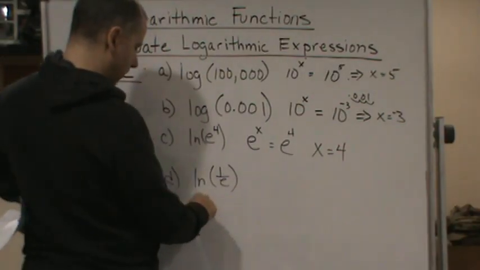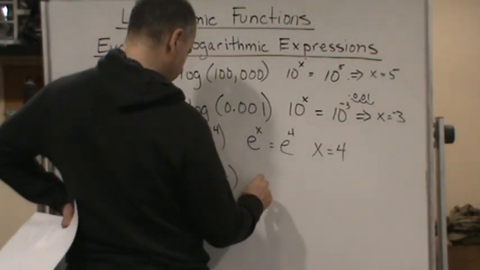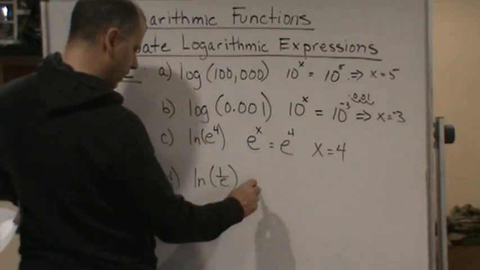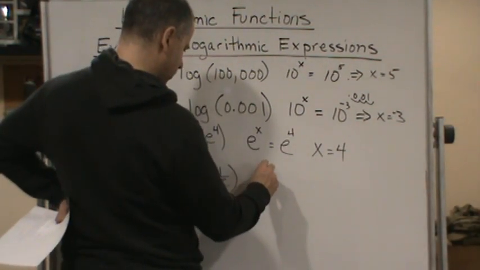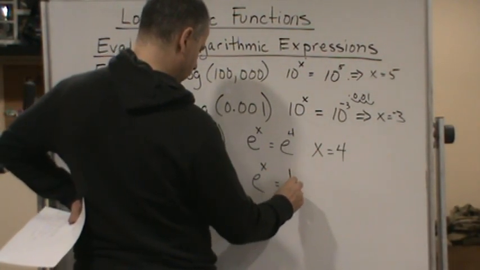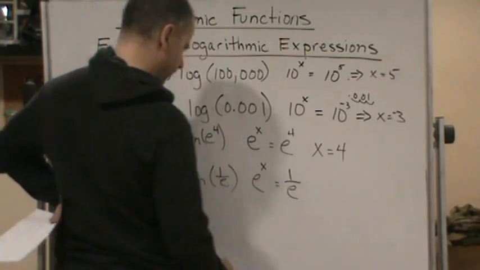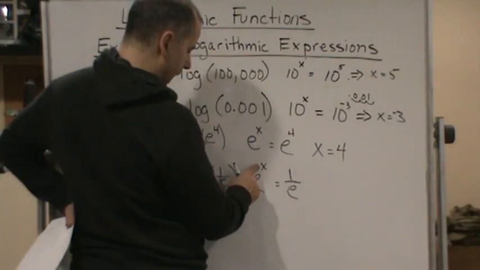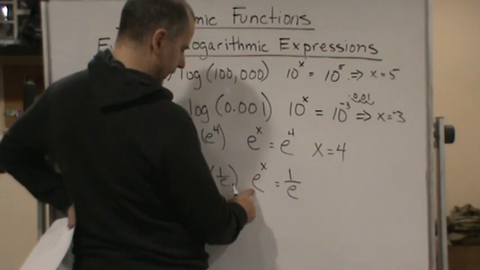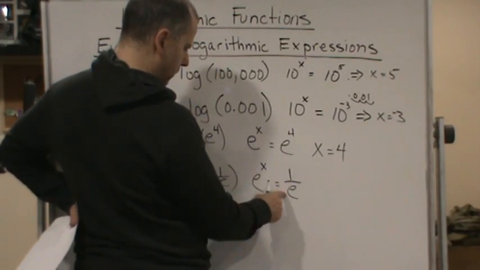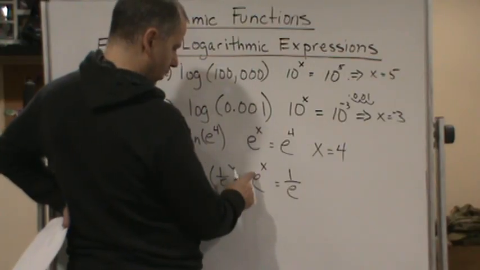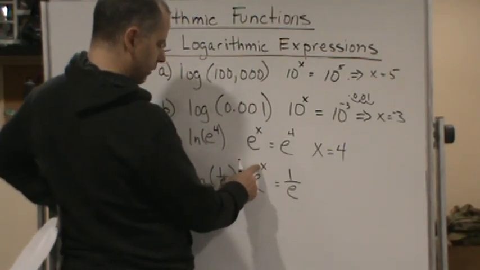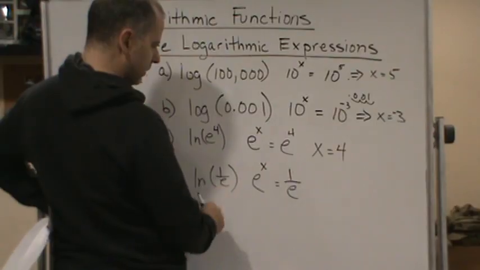Okay, now what about this one? Well, this is again base e. So I'm asking myself, e to what power is going to give me 1 over e? Well, if this is +1, that'll give me e. But this is the reciprocal of e, so this would have to be negative to convert this to this.